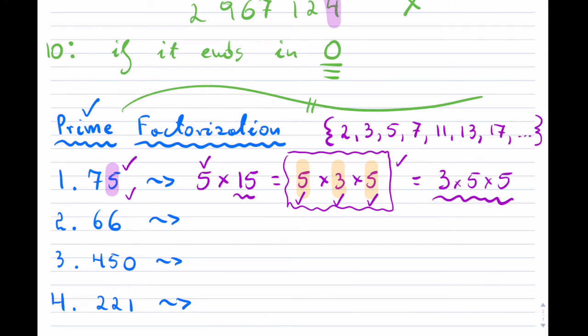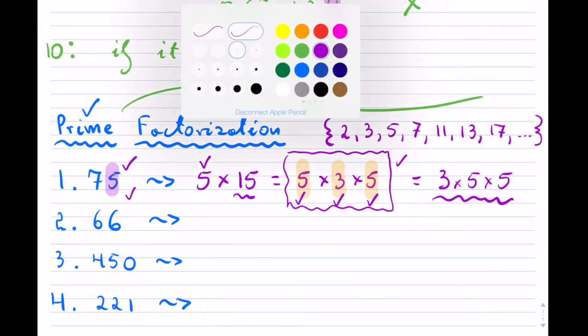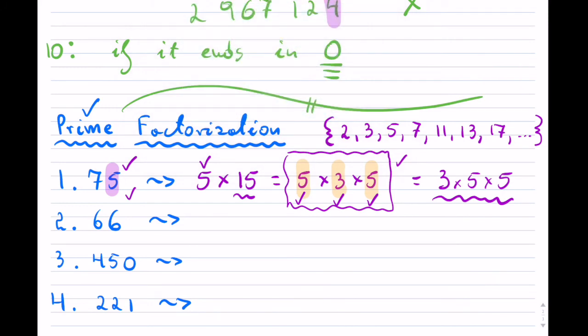Now what about 66? So for 66, again, I will look at my primes and see which ones go in. From the divisibility, I can see because it is even, I right away know that 2 will go into 66. How many times? So 2 will go into 66, and you can check this for yourself, 33 times. So this is my first prime factor.